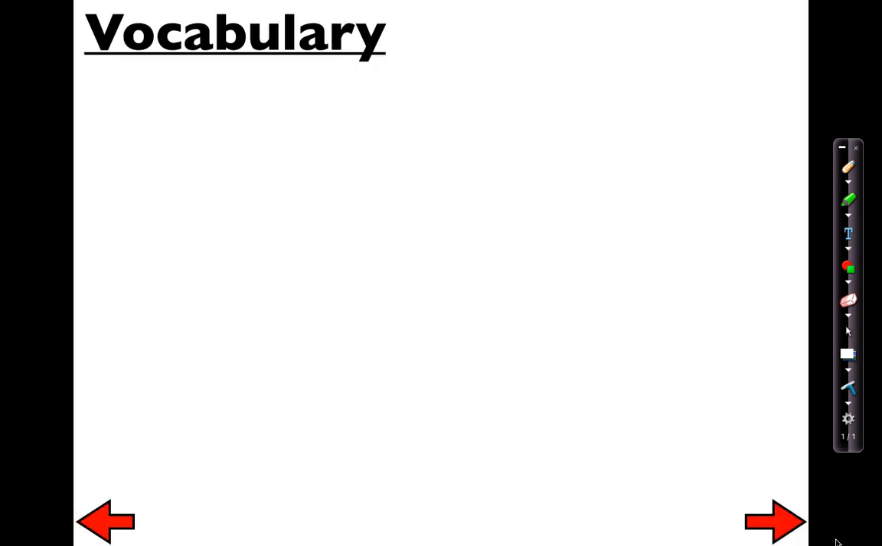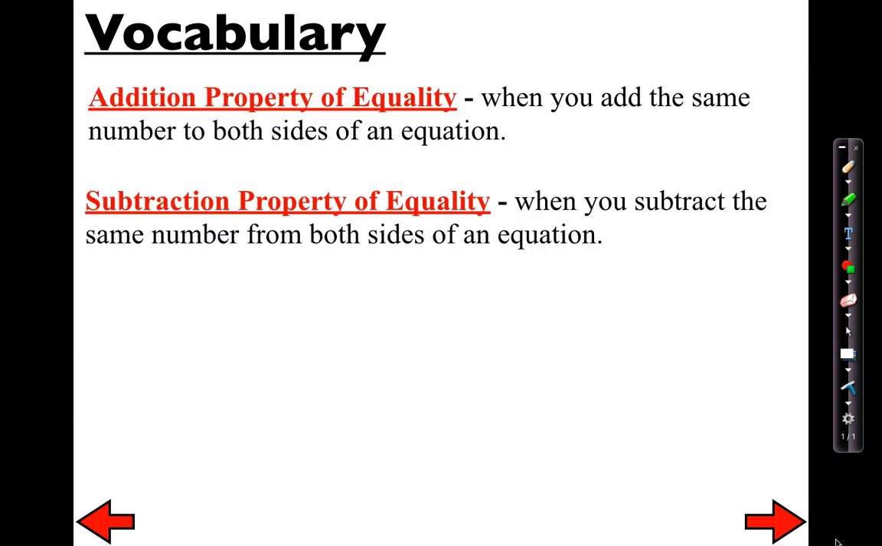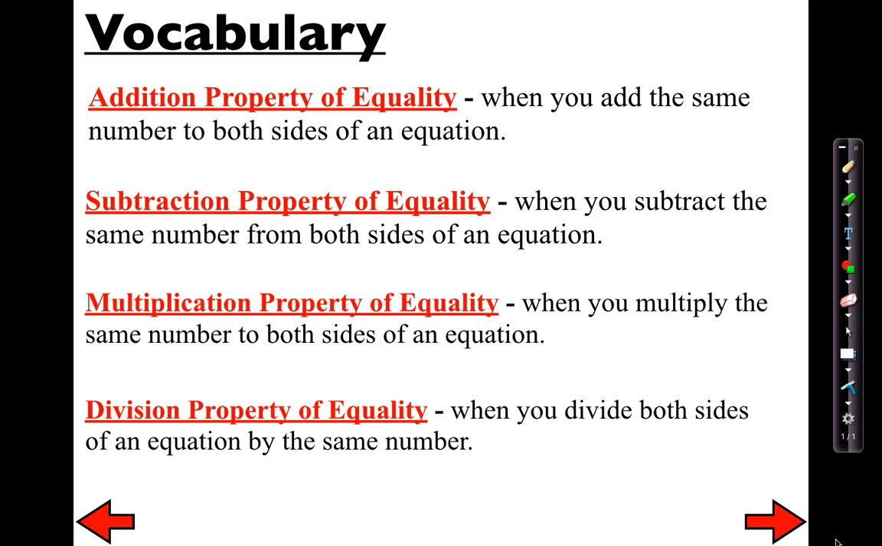Another very important thing to remember is the different types of properties of equality. These 4 different properties of equality allow us to keep our equation balanced. And you've heard it plenty of times before in math. Whatever you do to one side, you do to the other. Because we don't want to change the equation. We want to manipulate it so we can figure out what the value of the missing variable is, but we don't want to, again, change the value. So we always want to make sure whatever we do to one side, we do to the other to keep it balanced.